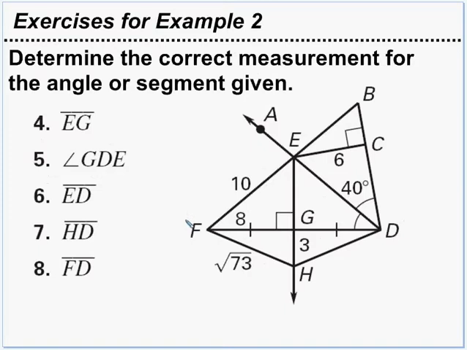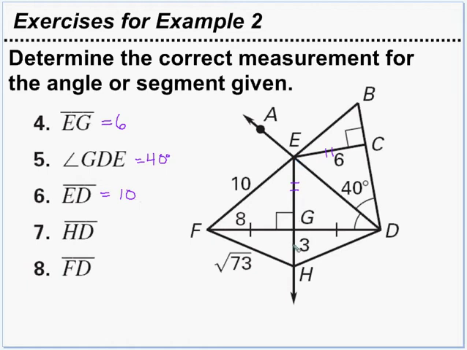A few more examples. Find the length of EG. EG is going to equal 6 because E is on this angle bisector, so it's equidistant to the sides. Angle GDE is going to equal 40 degrees. We know that because we can see ED is the angle bisector. Segment ED is going to equal 10.